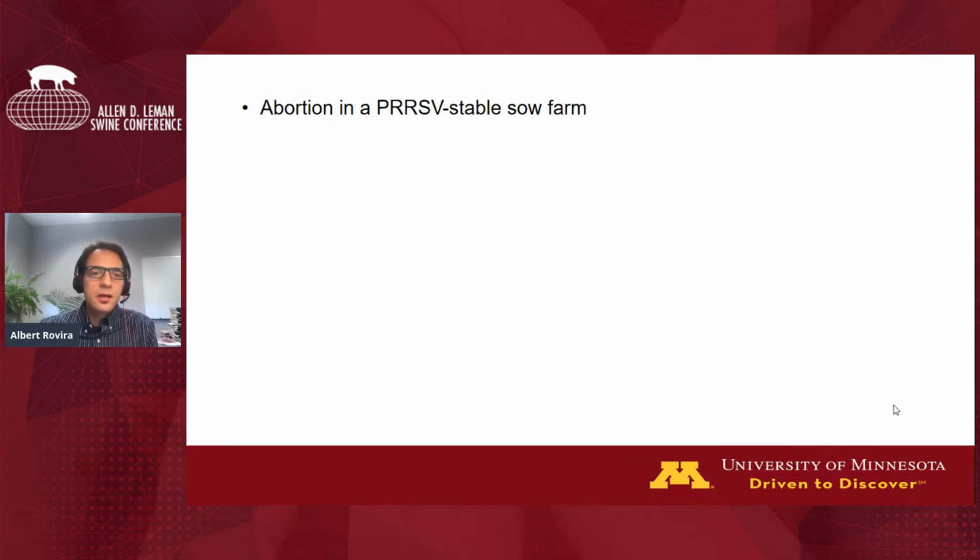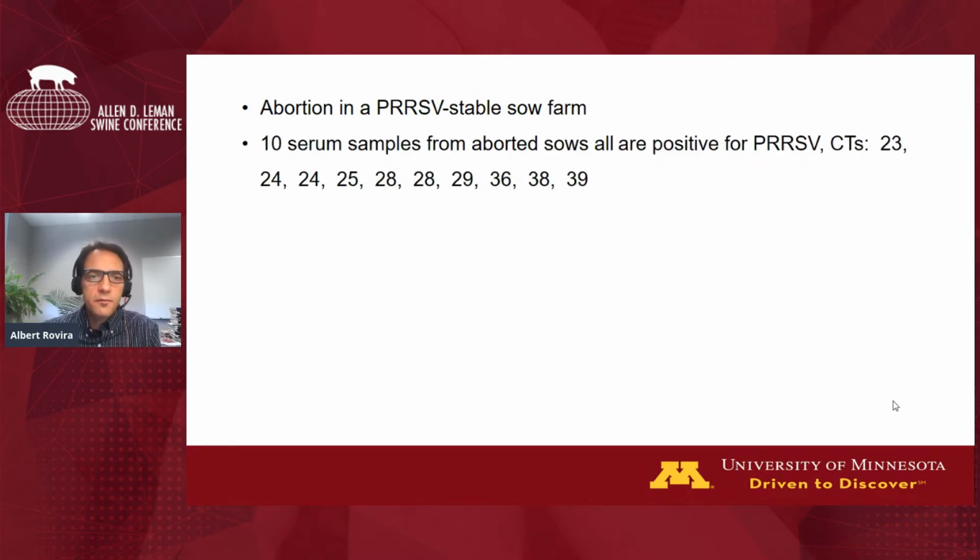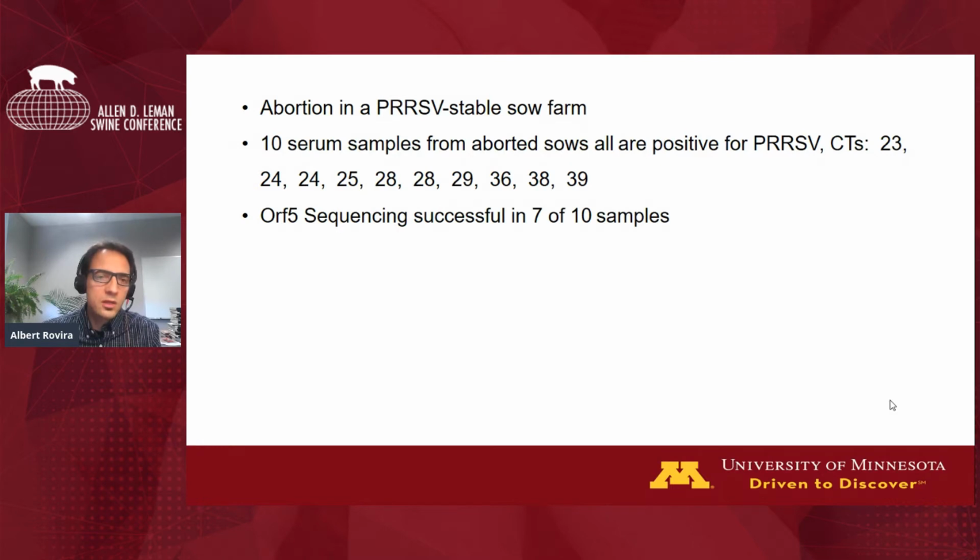This case was a case of abortions in a PERS-stable sow farm, and 10 serum samples were collected from aborted sows, and they were all positive for PERS. CTs range from 23 to 39. So we went ahead and sequenced the OR5 of one of those, and actually we ended up sequencing the OR5 of 7 of these, the ones that have a low CT.